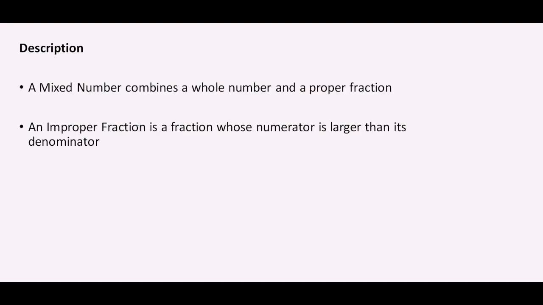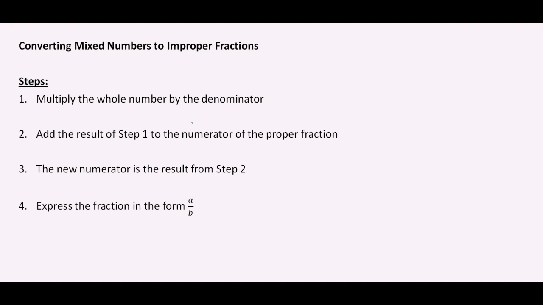Now, a mixed number combines a whole number and a proper fraction, and a proper fraction is one in which the numerator is less than the denominator. And an improper fraction is one in which you have the numerator larger than the denominator. That's an important distinction.